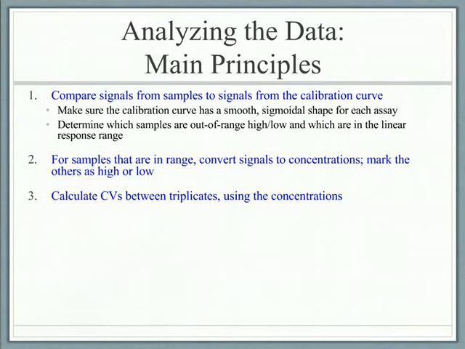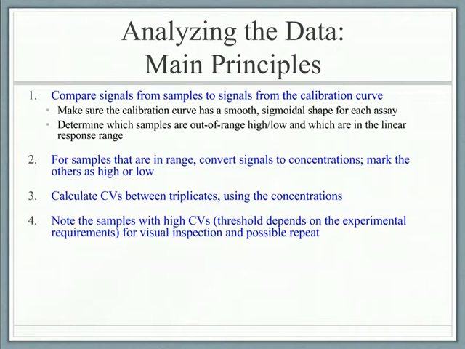We often will rerun samples that have very high CVs. We'll first visually inspect to see if there was a problem with those samples and rerun them. That's noted here. And your definition of what a high CV is depends really upon the experimental requirements and the assay.